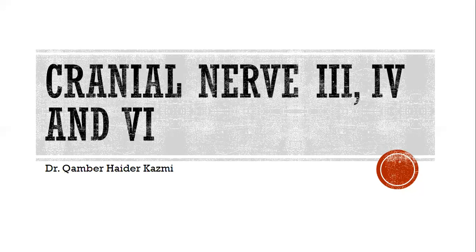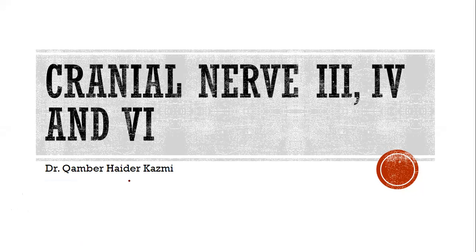All right, class. So this lecture is going to talk about the cranial nerves which are involved in the movement of the eye, and that includes cranial nerve number three, which is known as oculomotor nerve, cranial nerve number four, which is known as trochlear nerve, and cranial nerve number six, which is known as abducens. So we're going to talk about these three nerves.